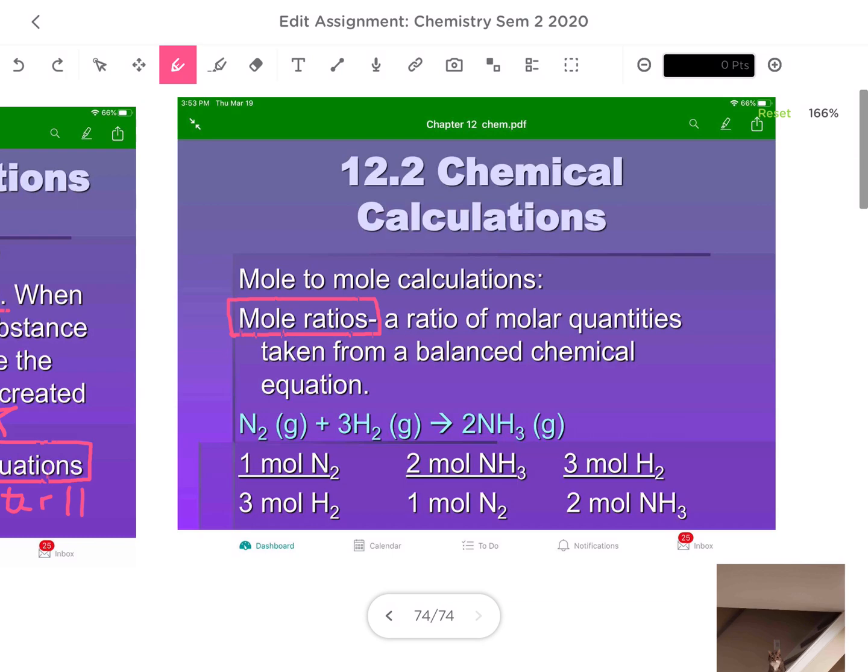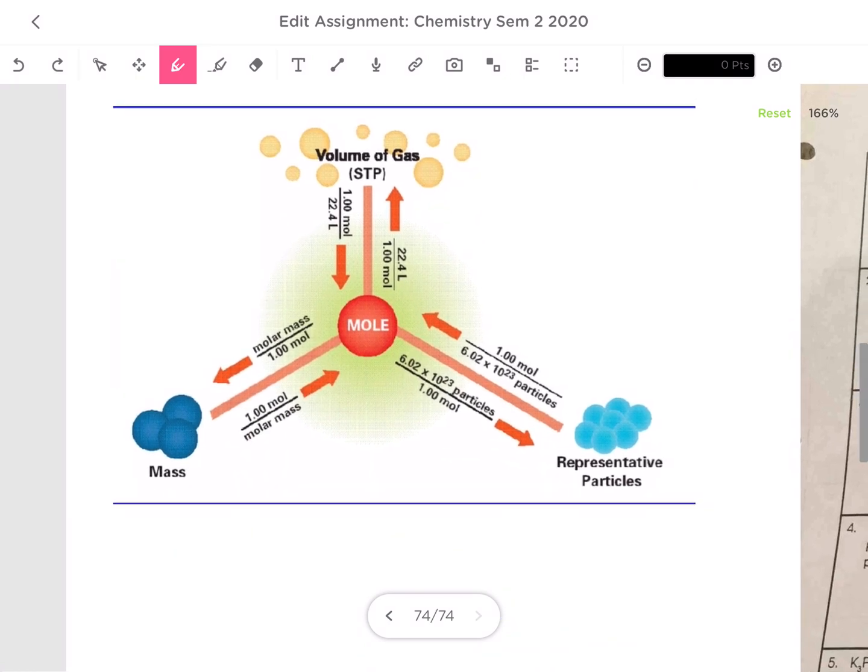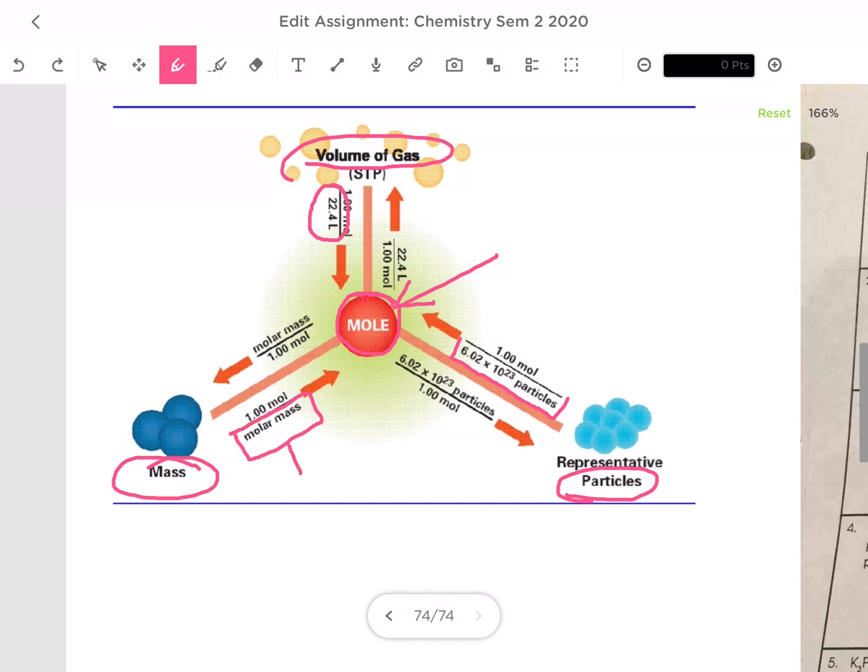Now, if you remember back in chapter 10, we talked about moles as a quantity. And we said it was like a map. You could go to particle city, and you could go to volume city, and you could go to mass city if you wanted to. And all those were related through the middle quantity of moles. So remember, we have Avogadro's number here. We also have 22.4 liters in 1 mole up here. And then we have molar mass down here, which is calculated from the periodic table.